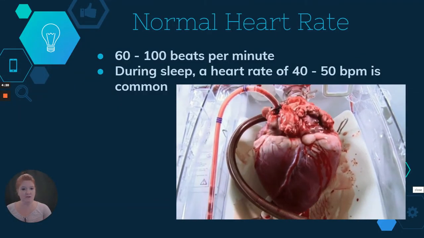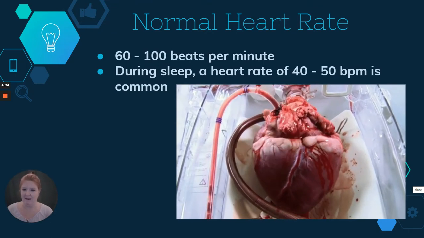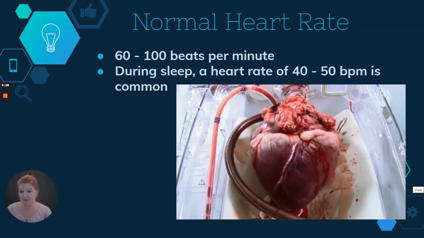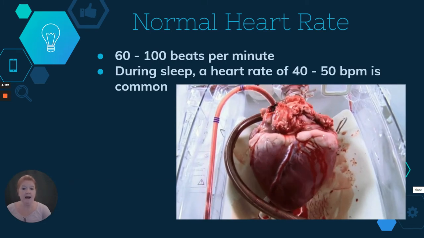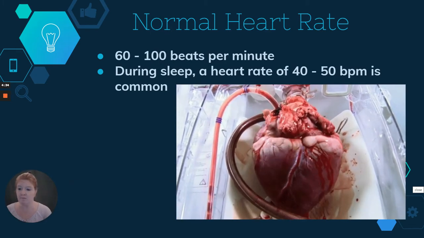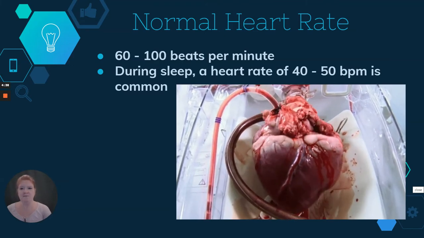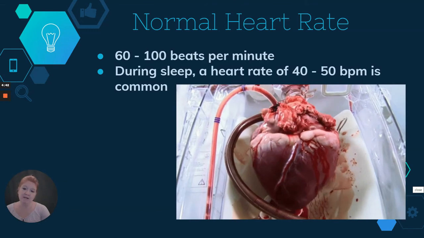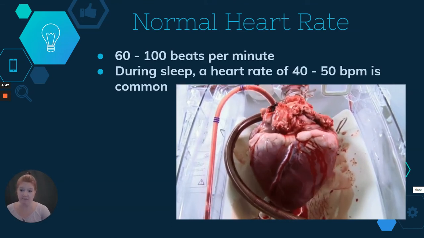Normal heart rate. So this is a heart that's been removed before a heart transplant, and you still need to be kept alive while they're waiting to transplant your heart. So this heart is going to still be kept beating until the new one is in place and all the blood vessels can be reattached. But our normal heart rate is between 60 and 100 beats per minute. During sleep, a heart rate could drop to 40 or 50 beats per minute, and that's relatively common.